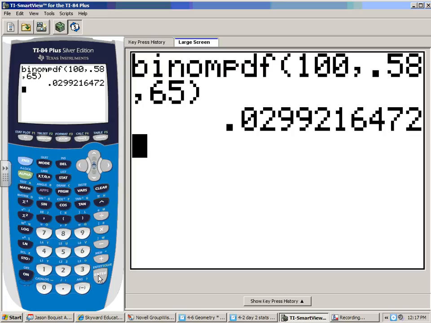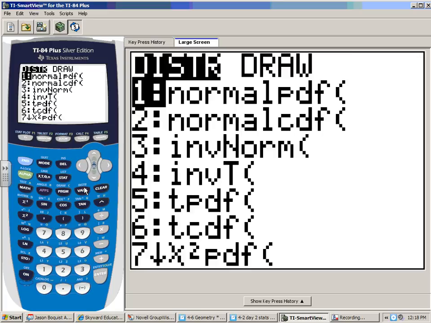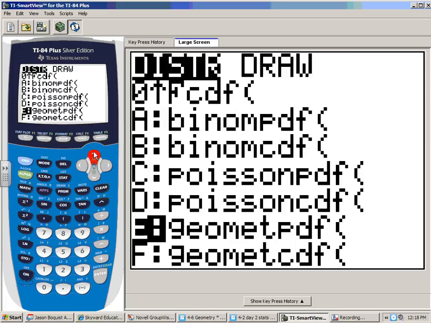So what if we do actually hit the binomial cumulative distribution function and put the exact same numbers in? Yeah, it's going to do all of them from 0 to 65, and it's going to add them up for you. So do you think that's going to be more than a quarter, more than a half, more than 75% of them? What do you think? Okay, so let's just go ahead and try that then. Where do we go? Let's go to distribution, and I think it's letter B, so I think you can actually do that.